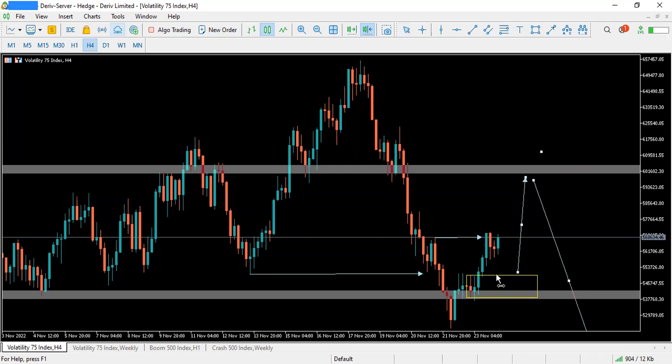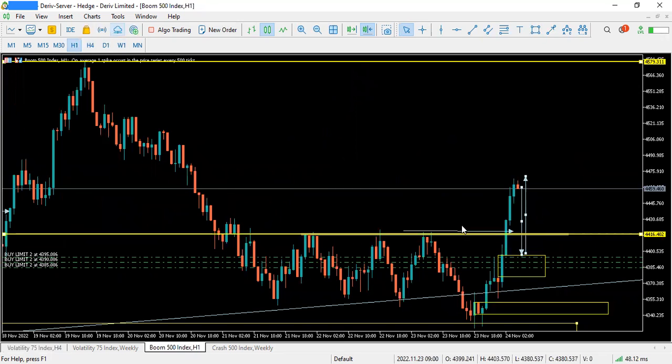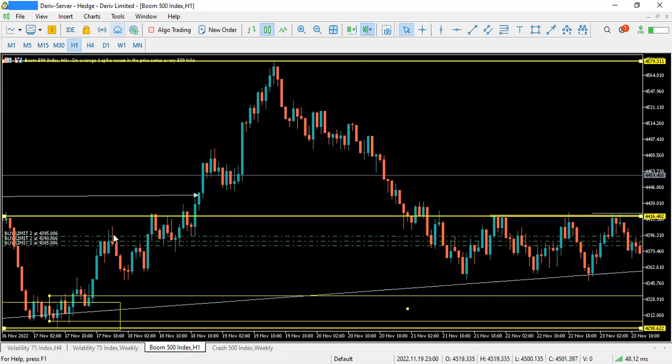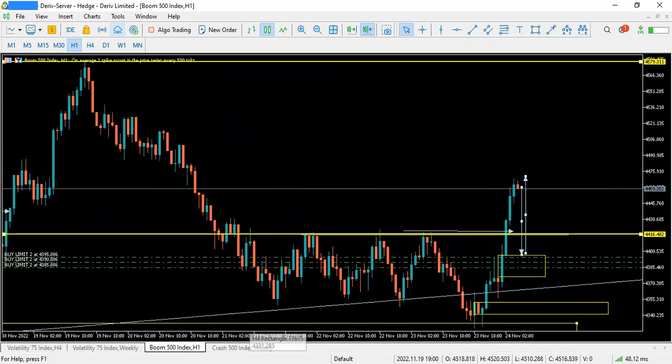Something like this can happen. A pullback into this demand zone. We break structure. After breaking structure, we come back, tap into the demand, then we go. Same principle. We break structure, come back into the demand, then we go. So it's a principle, it's a law.